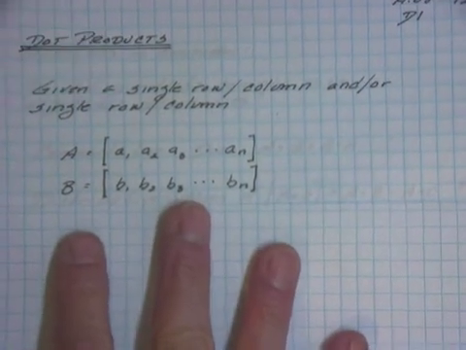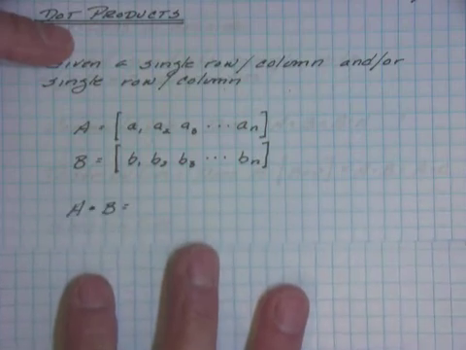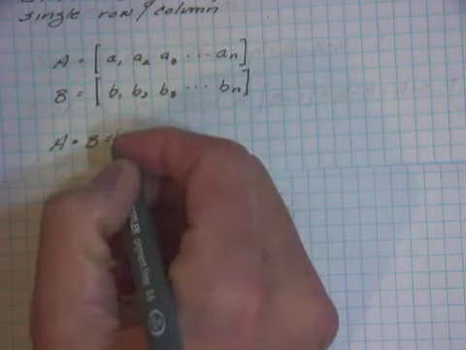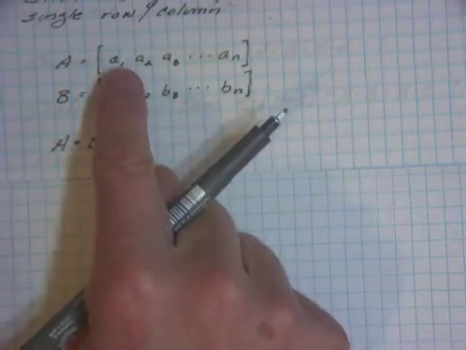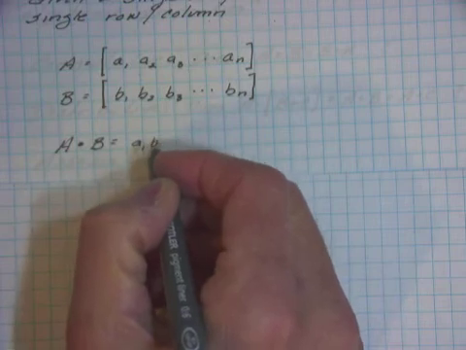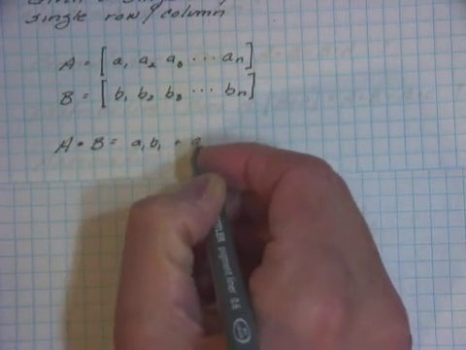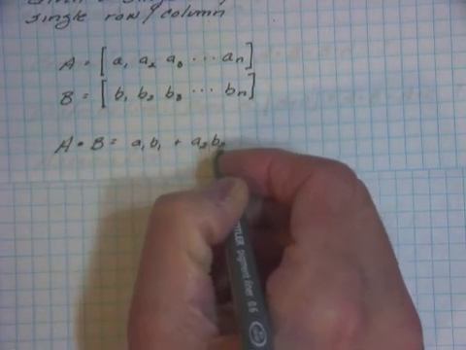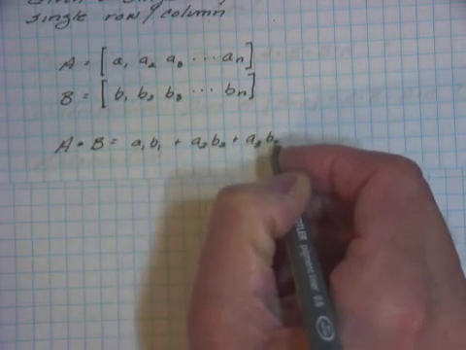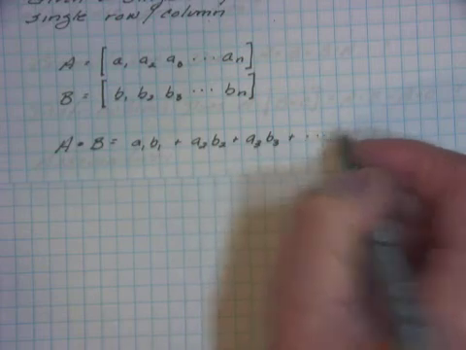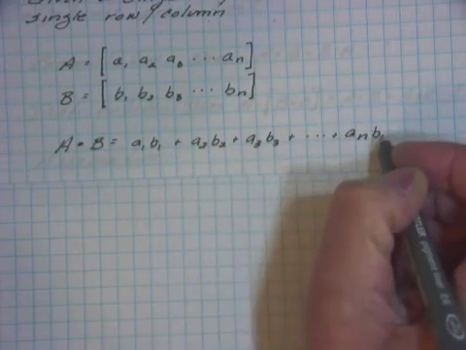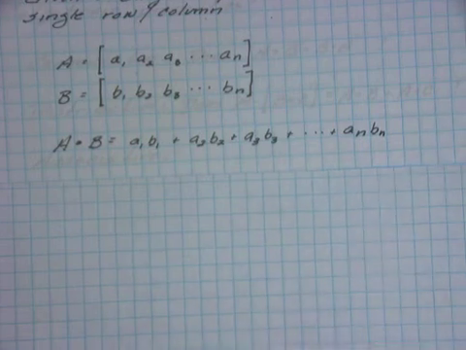It doesn't matter. Okay, to find the dot product A dot B, what you do is you just take A1 times B1, and you add A2 times B2, and then you add A3 times B3, and you do that all the way up to where you get to An times Bn.